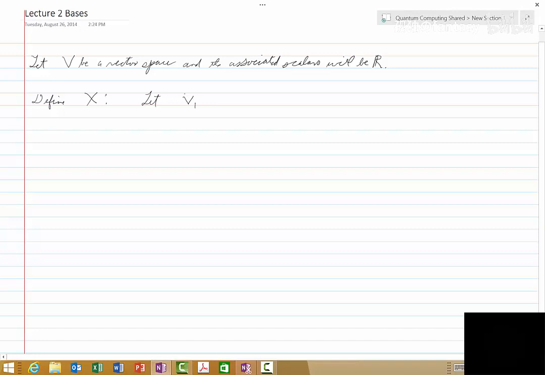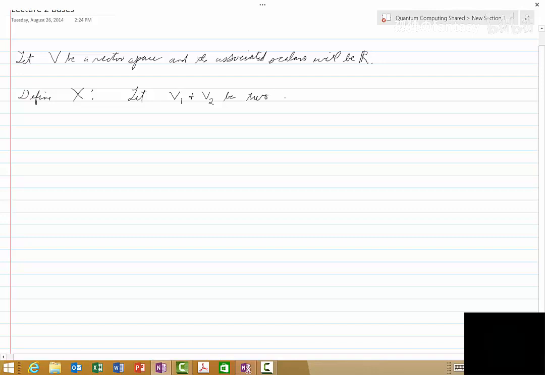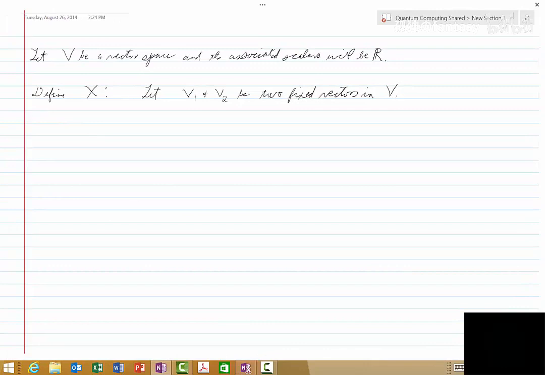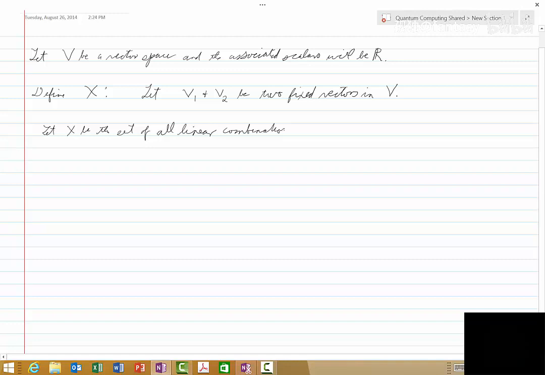And now we will define a set X in the following way. Let V1 and V2 be two particular vectors. Let me say here, I want to be real careful my point is clear, so I'll say two fixed vectors in V. Then we're going to let X be the set of all linear combinations of V1 and V2.